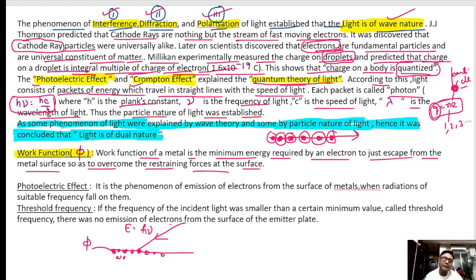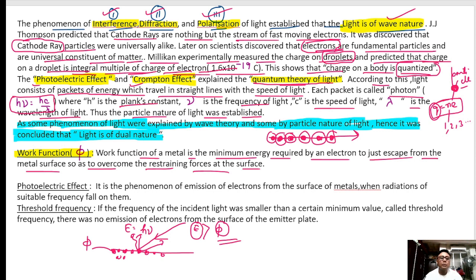Now, when light is falling with an energy which is greater than this energy, then only the electrons will be liberated, otherwise not. So when the incident light energy is greater than the energy of the electrons on the surface, only then will the electrons be liberated. So this is the minimum energy required for the electrons to escape from the surface. Clear?